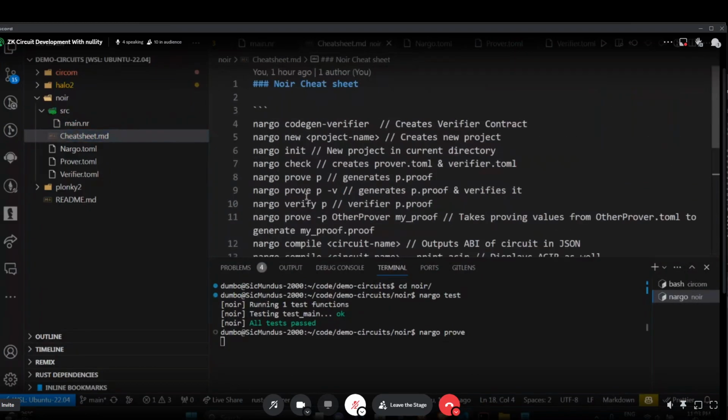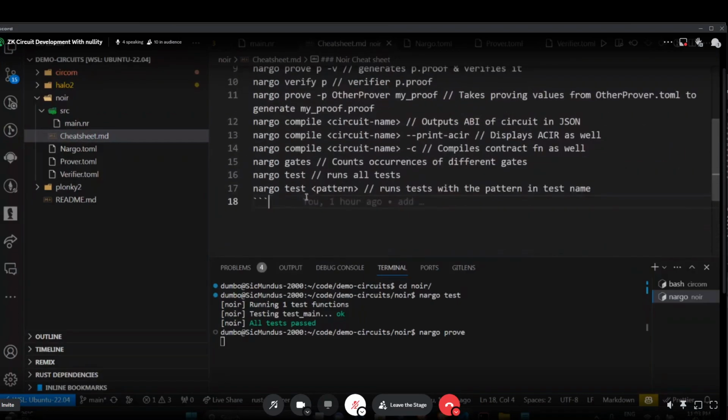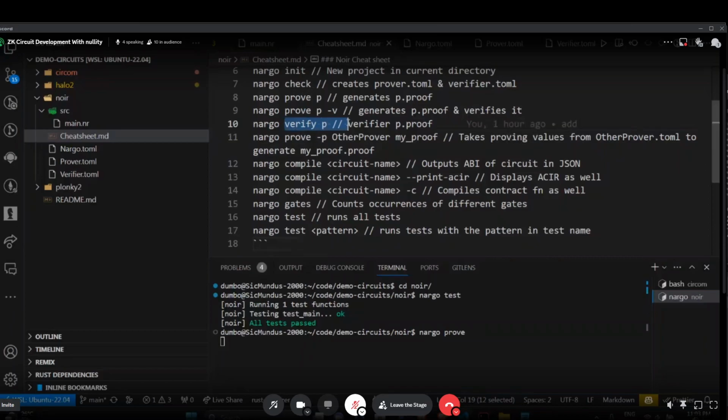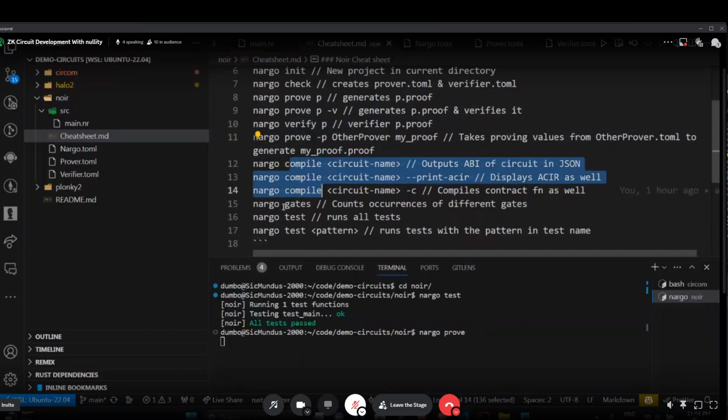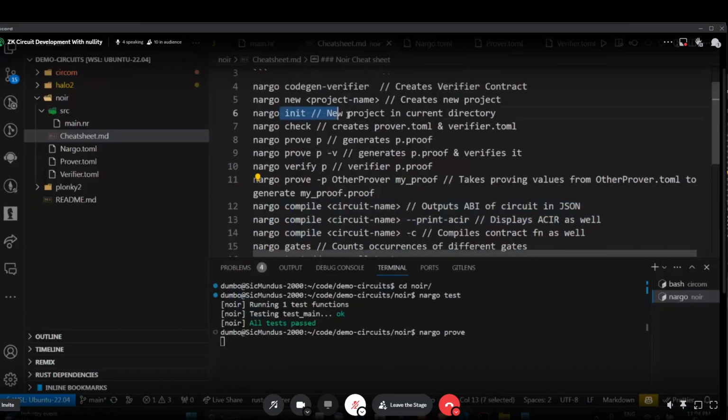And here's my Noir cheat sheet. Just a few instructions or commands that you could use to generate proofs, verify those proofs, compile circuits, or initiate a new project. Just like in SnarkJS and Circom, where we created a Solidity smart contract to verify that we have the right proof, you can create a verifier contract in Noir, and the command for that is nargo codegen-verifier. So just try these out, and it's going to be very easy with Noir.